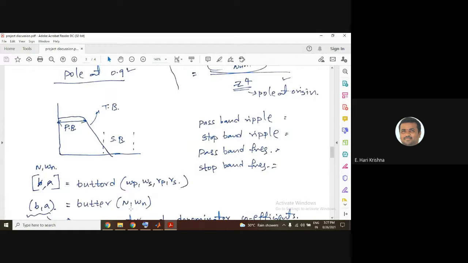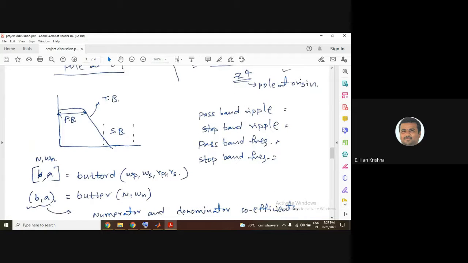These two commands are used for the design of Butterworth IIR filters. This is the Buttord function. Omega P is the passband frequency. Omega S is the stop band frequency. RP is the passband ripple or attenuation. RS is the stop band ripple or attenuation. I think RP and RS should come first, and Omega P and Omega S next.